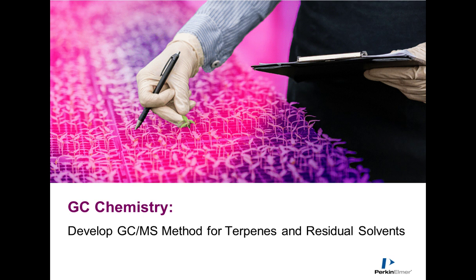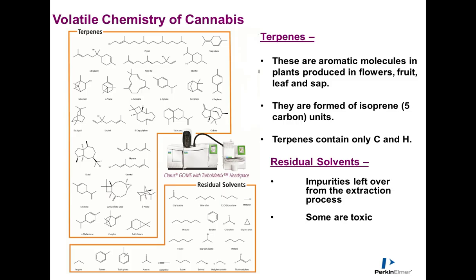So moving on from the LC and LC-MS chemistry, GC chemistry is also gaining a lot of interest and momentum in the market. And why? That is because you can break the two classes of chemistries down into terpenes and residual solvents. Terpenes are the aromatic molecules that all plants, flowers, fruit have. These give the aroma, the taste, and ultimately the market appeal in some of the cannabis and hemp products. Terpenes only contain carbon and hydrogen.